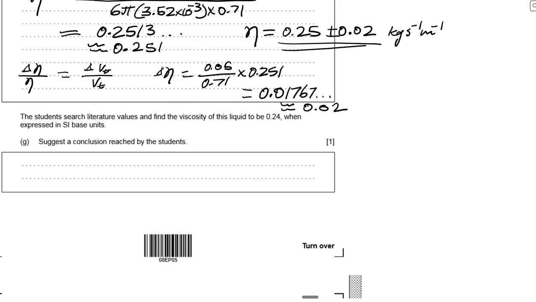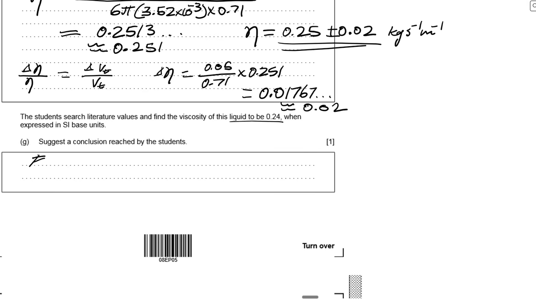And we can move on to G. The students search literature values. So they search literature values and find the viscosity of the liquid to be 0.24. That's pretty close when expressed in SI base units. Suggest a conclusion reached by these students.